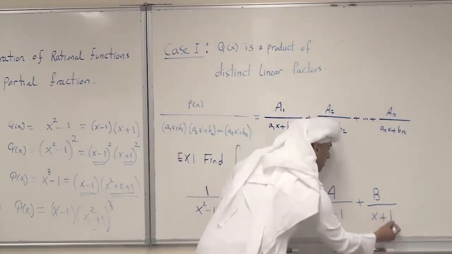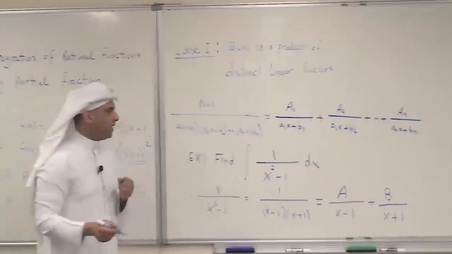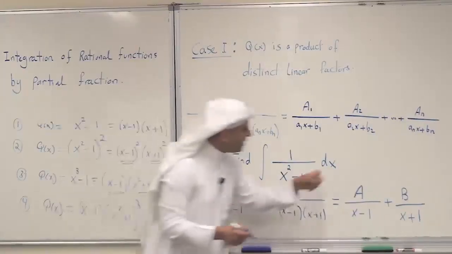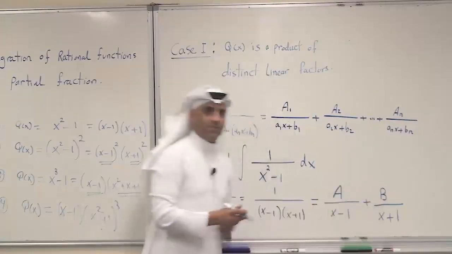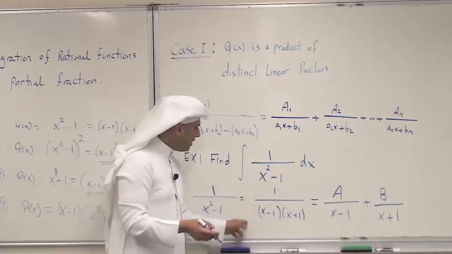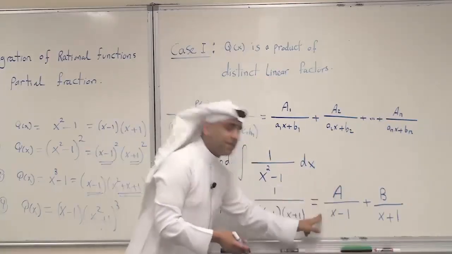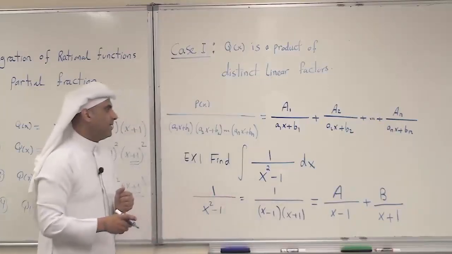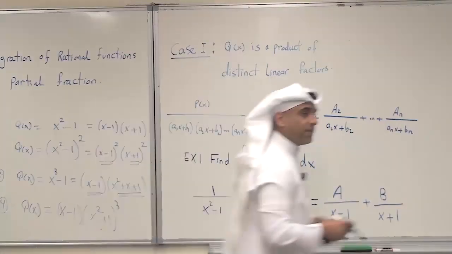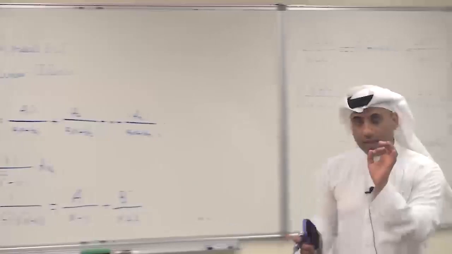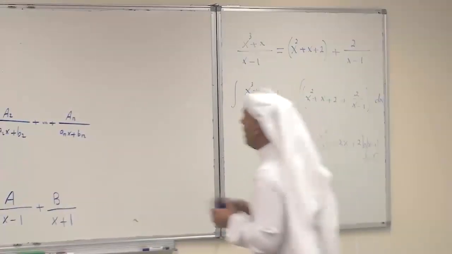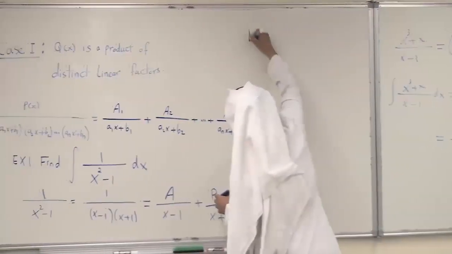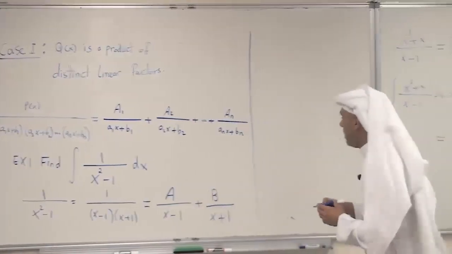What is our duty now is to determine what a is and what b is. Then integrating this will be the same as integrating the right hand side, which is much easier than integrating the left hand side. Now let us see how to get a and b. How to determine these values a and b. That is so simple. Let's see it now.